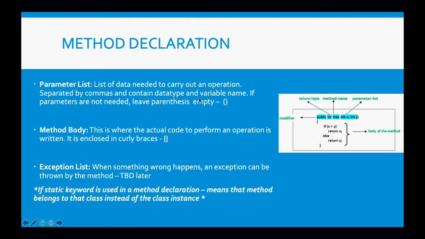This is the data that you need to carry out an operation. It is separated by commas, as you can see here, and it needs to contain a data type and the name of your variable. And if you don't need any parameters, you don't need any data to be entered into the method, you just need to leave the parentheses empty. You need the parentheses there for the method to run.